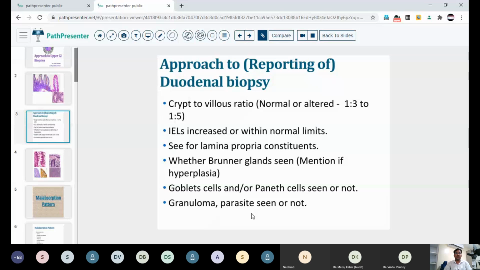So just to summarize, these 6 points are to be seen while you approach a duodenal biopsy: crypt-villus ratio, intraepithelial lymphocytes, lamina propria, then the presence of normal structures like Brunner glands, normal cells like goblet or Paneth cells, or any other foreign contents like granuloma or parasite.